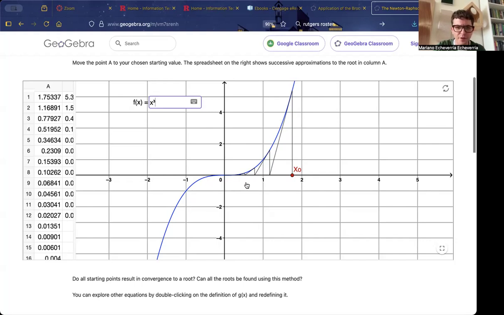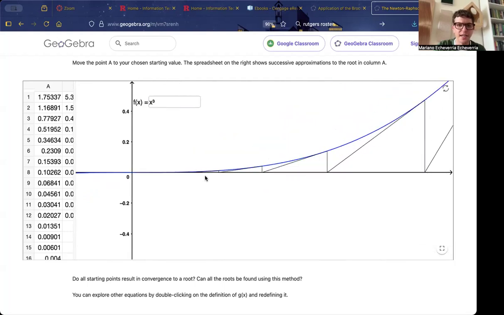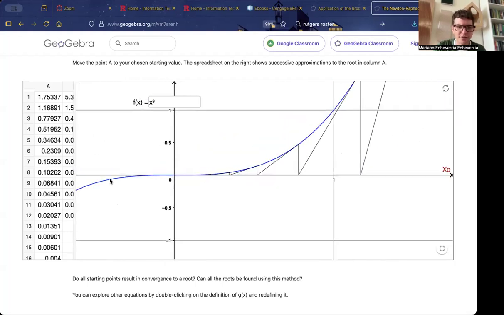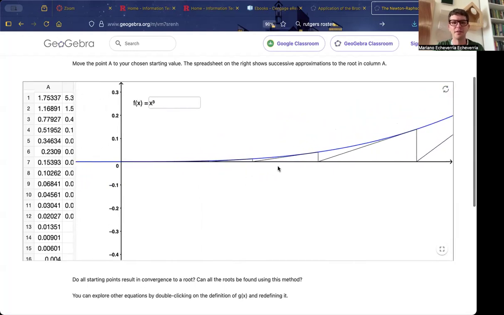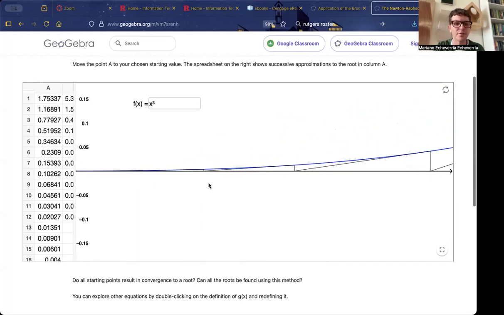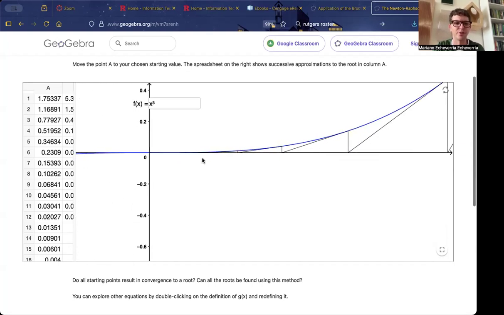But if you can see here, I'm trying to zoom in so that you can see. Y equals x cubed is roughly very horizontal near the x-axis. In fact, it's even worse than that, because the second derivative is zero at y equals x cubed. So it's not just the first derivative that's zero, it's also the second derivative that's zero. If you follow the method, it still seems to be giving you points closer and closer to the origin.